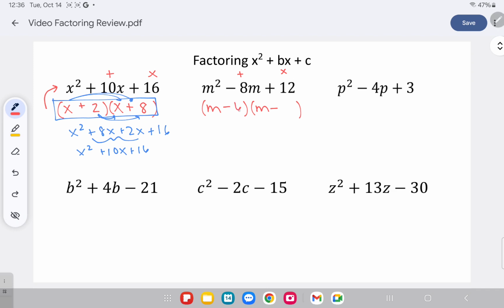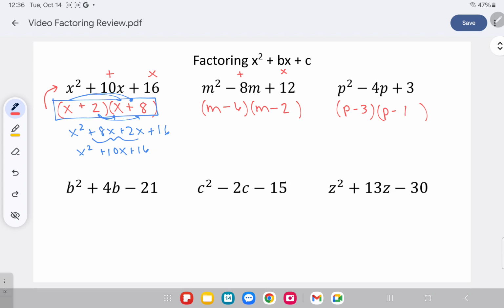And 6 times 2 is 12. 6 plus 2 is 8. So our factors are negative 6 and negative 2. It does not matter what order you write the factors in. M minus 6 times m minus 2 is the same thing as m minus 2 times m minus 6. Next one. We're looking for two numbers that multiply to 3, add to negative 4. Again, they're both going to be negative, and the only two numbers that multiply to 3 are 3 and 1. And those add to 4, so it works.